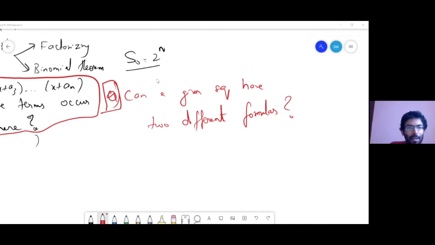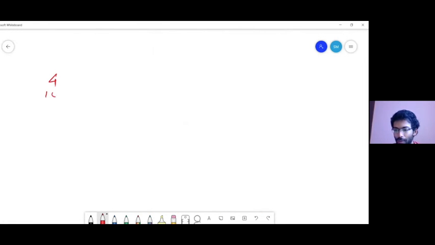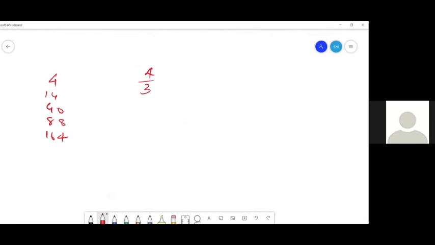Just a moment. We'll go to the sequence which Jagdish sir gave. 14, 40, 88, 164. What is the next term, Sunil? Okay, fine. So what is the formula you got? It's 4 by 3 n cube plus 2 by 3 n plus 2. Plus 2. Yes. Okay, Shankar, what is the formula that you got?